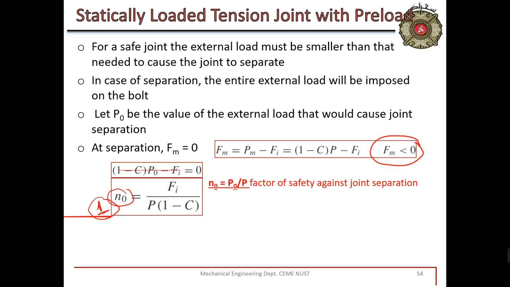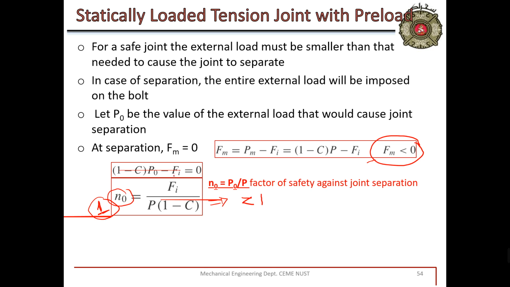If Fi is less than this value, it means that the joint is not safe, or in other words, Fm is positive. If Fm is positive, this value is greater than Fi, this will give us a factor of safety less than 1. Less than 1 factor of safety means the joint has been separated.